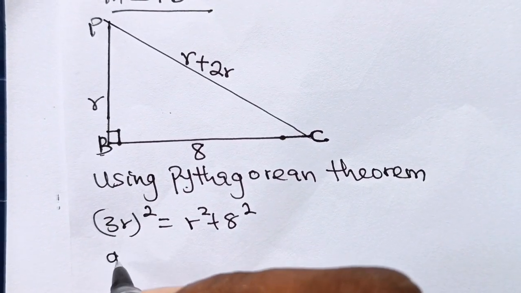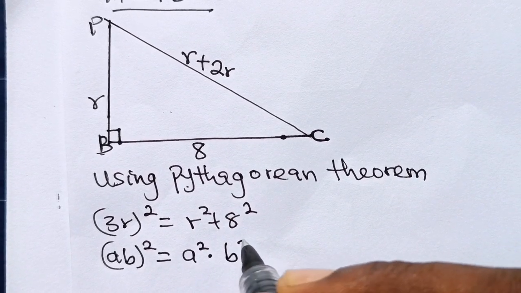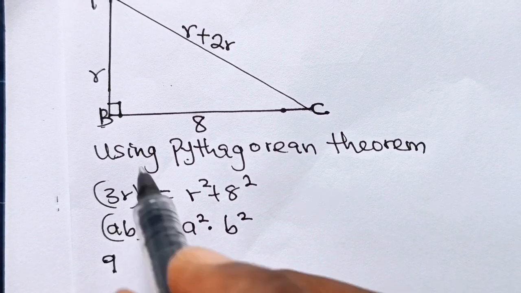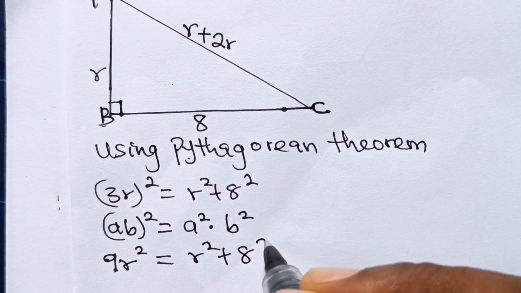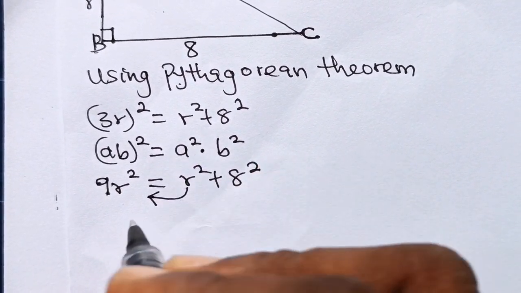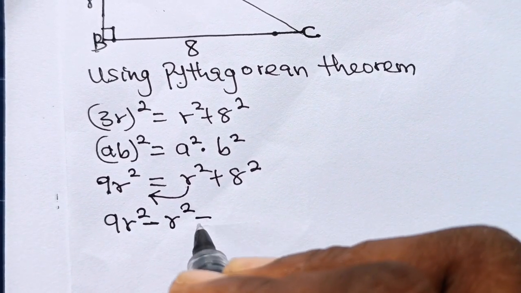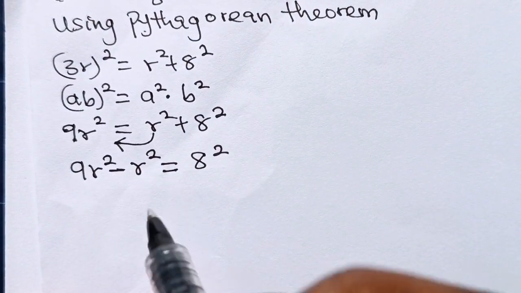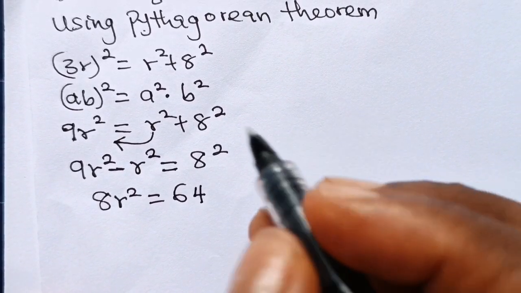Okay, now remember that (ab) squared is equal to a squared multiplied by b squared. So this is 3 squared, which is 9, multiplied by r squared, is equal to r squared plus 8 squared. Now let's transfer this to this side, okay? We have 9r squared minus r squared is equal to 8 squared. Now 9r squared minus r squared is 8r squared, which is equal to 64.